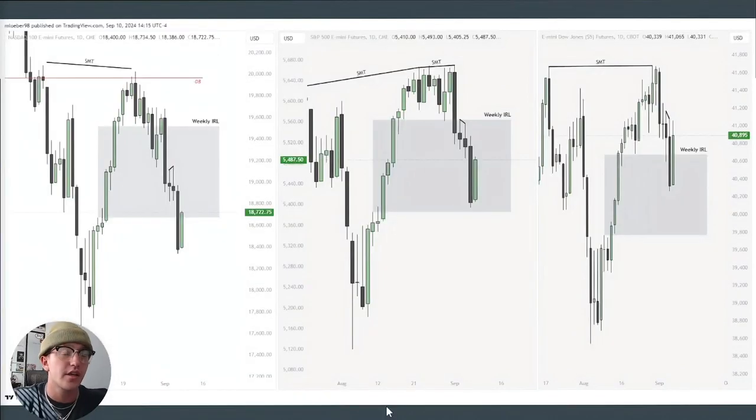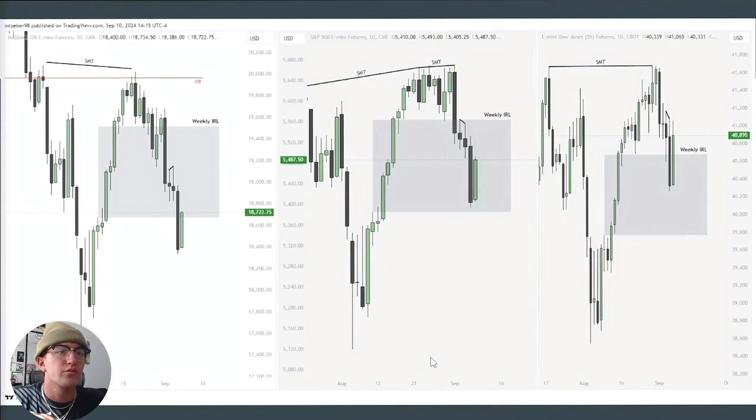And just like I said, on that Monday opening, we had the NASDAQ trade back up into that weekly inverse fair value gap. Now, I didn't take any trades on Monday, but Tuesday is the day of action with price trading into this daily bearish fair value gap.